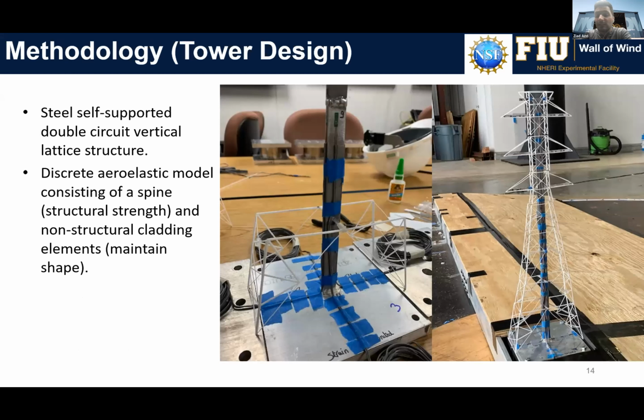So how we built the actual steel tower. It's a steel self-supported double circuit vertical lattice structure. It's a discrete aeroelastic model which consists of a spine, which models or mimics the structural properties of the tower itself, and non-structural cladding elements, which are the 3D printed elements you see in white, and that they maintain the aerodynamic shape of the tower itself.